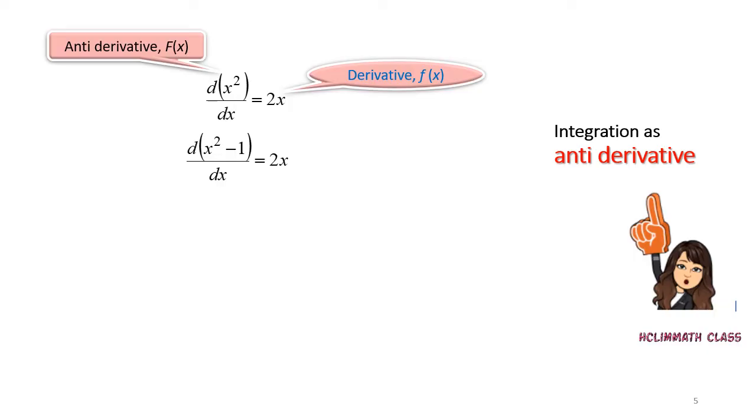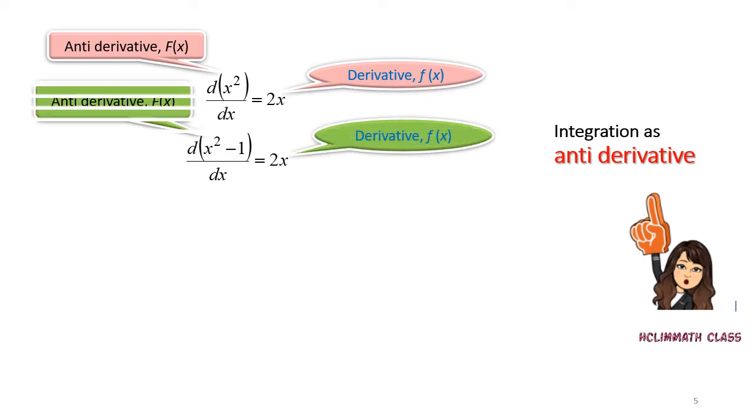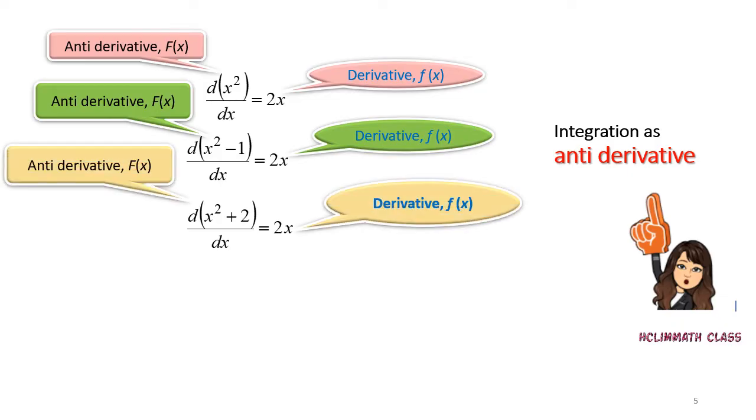If you look at this case, the derivative of x squared minus 1 also gives 2x. So again, 2x is the derivative function and x squared minus 1 is the antiderivative. If we proceed to x squared plus 2, we also have 2x. So again, 2x is our derivative and x squared plus 2 is our antiderivative. So you will notice that these functions, x squared plus a constant, 0, minus 1, differ only in the constant, and they have the same family of functions of x squared.